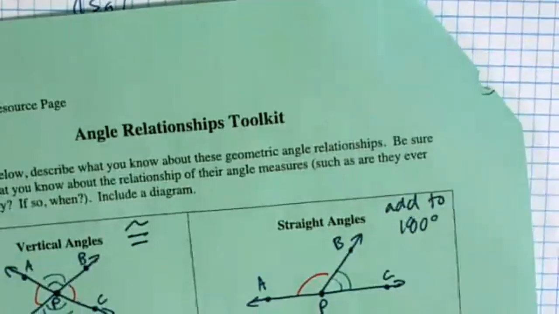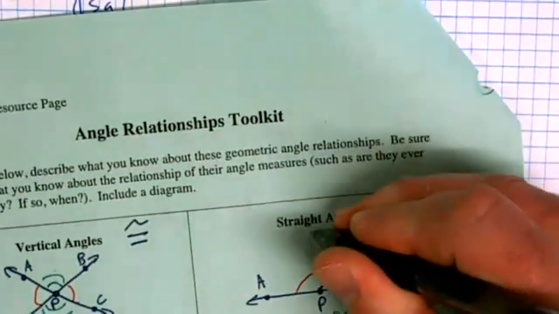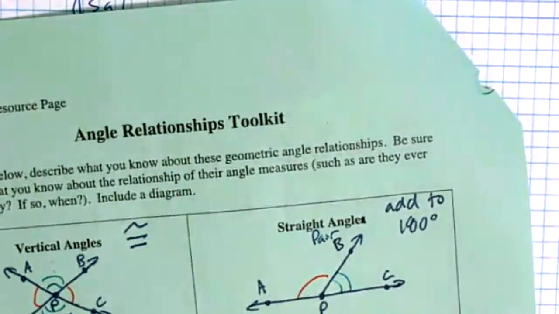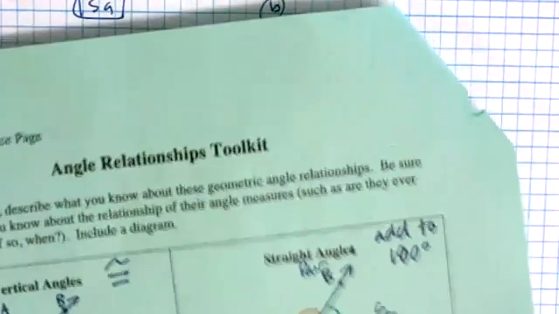Right? And our notes. Can you, by the way, write where it says straight angles here? Can you change it to straight angle pair? Straight angle pair. Sometimes I call these a linear pair, but I need you to know that terminology.